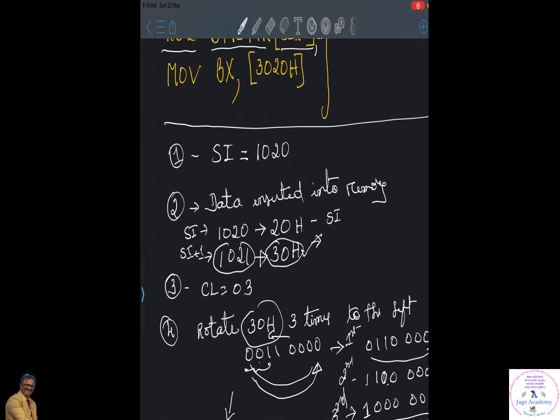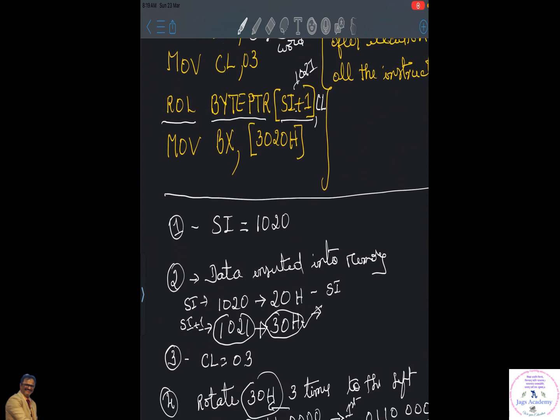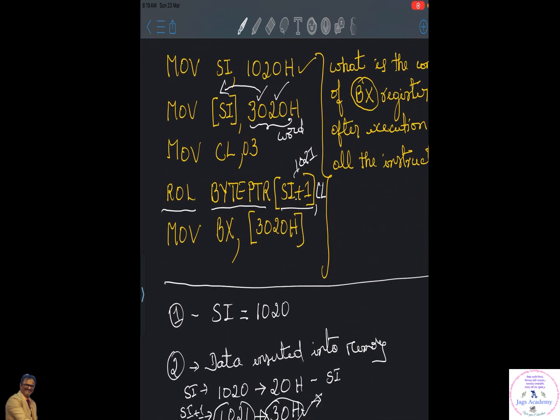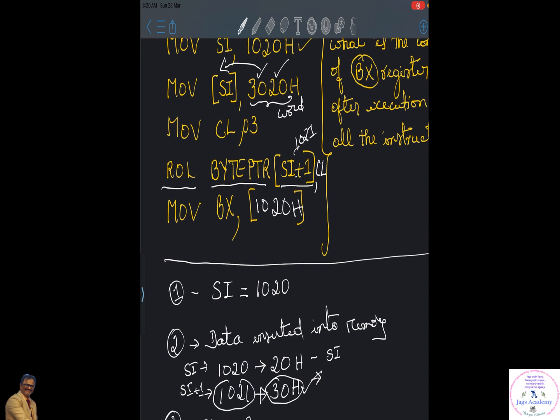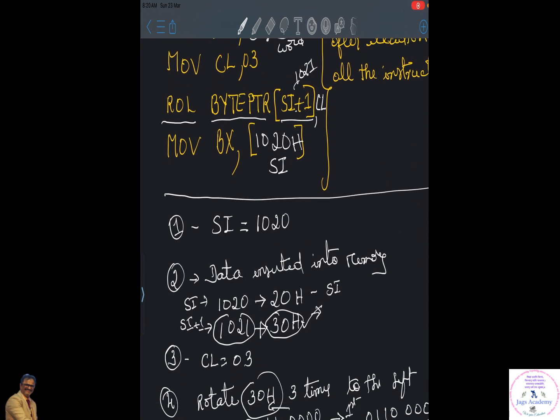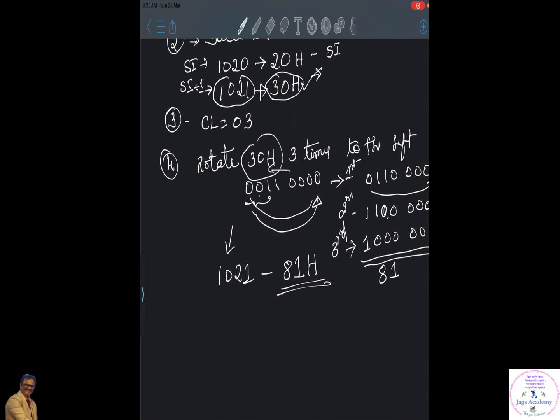Now you move BX comma 3020H. Sorry, there is a small correction you have to make here. It is not 3020H, because you don't know what is there in that address. So instead of that, I will make a small change here: 1020H. So I will make it MOV BX comma 1020H, or I can just say MOV BX comma SI. Now it will be very clear for you, right?